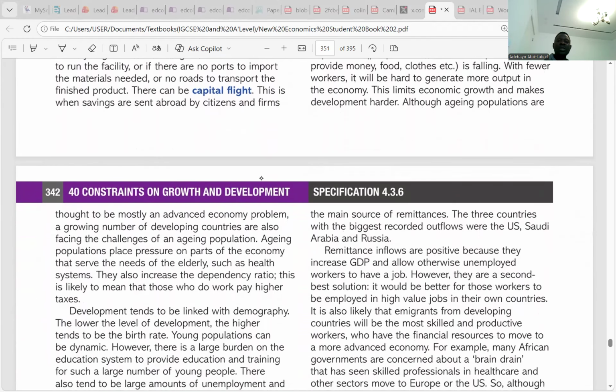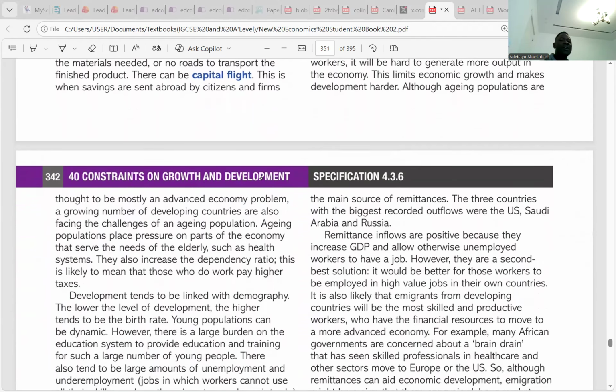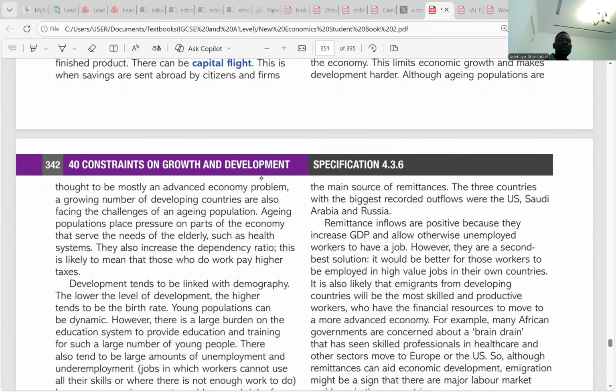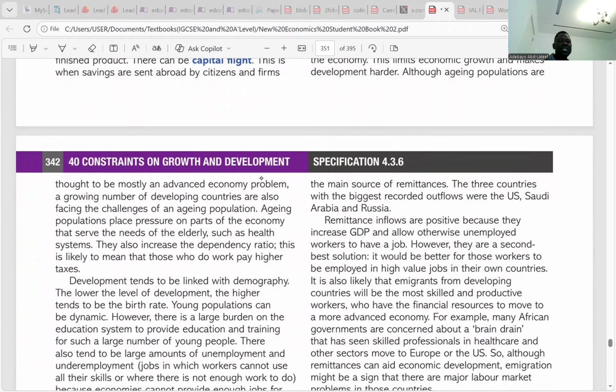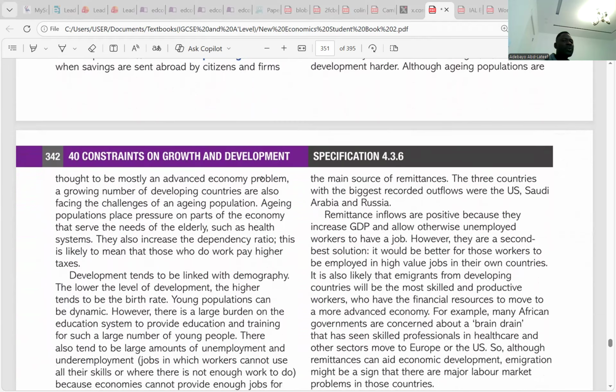Although aging populations are thought to be mostly an advanced economy problem, a growing number of developing countries are also facing the challenges of an aging population. Aging populations place pressure on parts of the economy that serve the needs of the elderly, such as health systems. They also increase the dependency ratio. This is likely to mean that those who do work pay higher taxes.